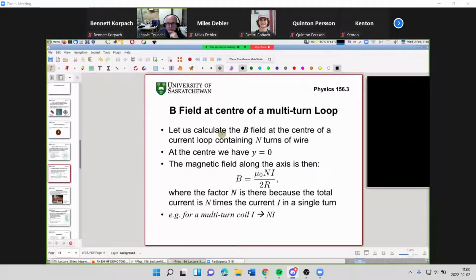This we have already discussed. If you have N turns of wire, you have to take into account the N contributions of the different wires. So you have a total field, which is mu0 I over 2r, the field created by one turn, multiplied by N. Each loop is contributing to the total magnetic field. For a multi-turn coil with current I, the magnetic field is proportional to NI.